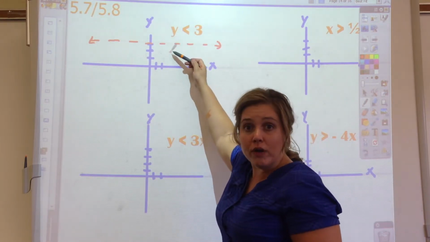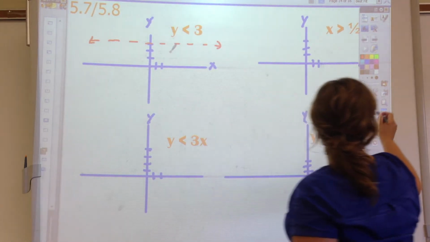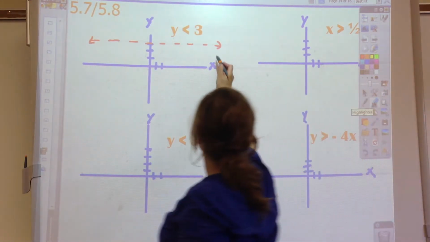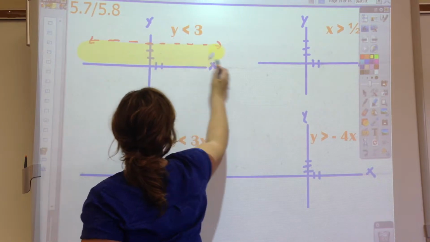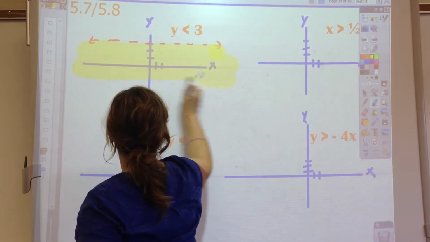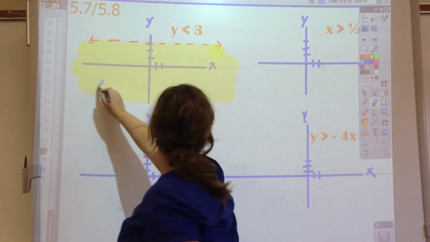Above it or below it? That's right, it's going to be less than it, below it. So we are just simply going to shade below. And this is the solution I'm going to want to see.